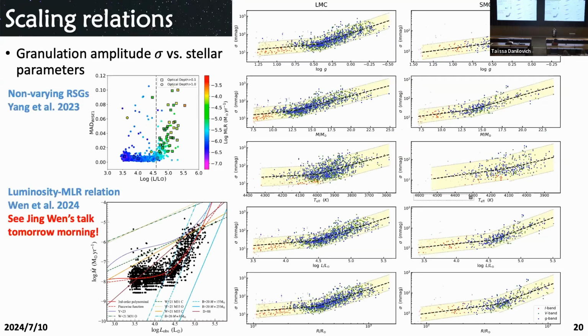As for the amplitude, the trend is different because the bright end and the faint end seem to follow different slopes. This may be because there are some non-varying rare supergiant stars at the faint end of the RSG branch, as noted here by Yang et al. So we use a piecewise function to represent the scaling relation and to coincide with the luminosity-mass loss rate relation, as noted by Costas and also by Wen et al. You can see her talk tomorrow morning for more details.